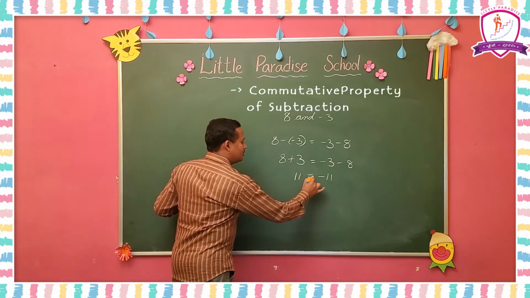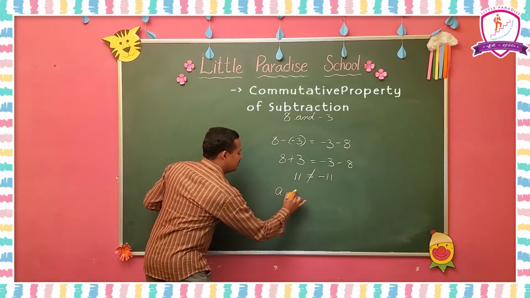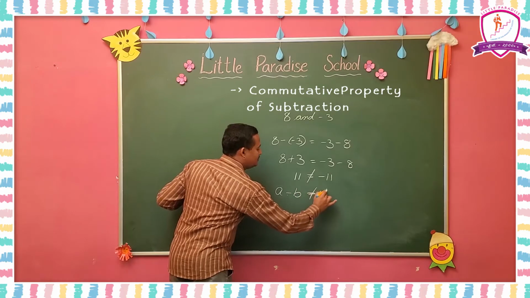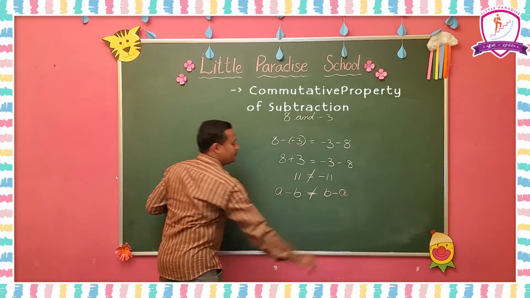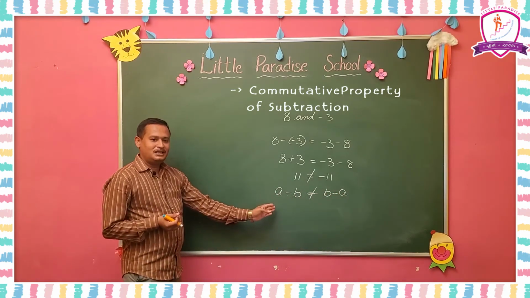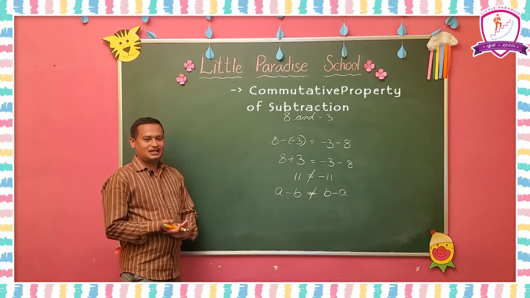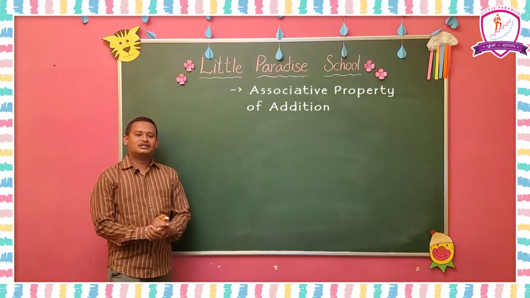Here, a minus b is not equal to b minus a. What we observe here? a minus b is not equal to b minus a. Now, let us discuss the associative property.